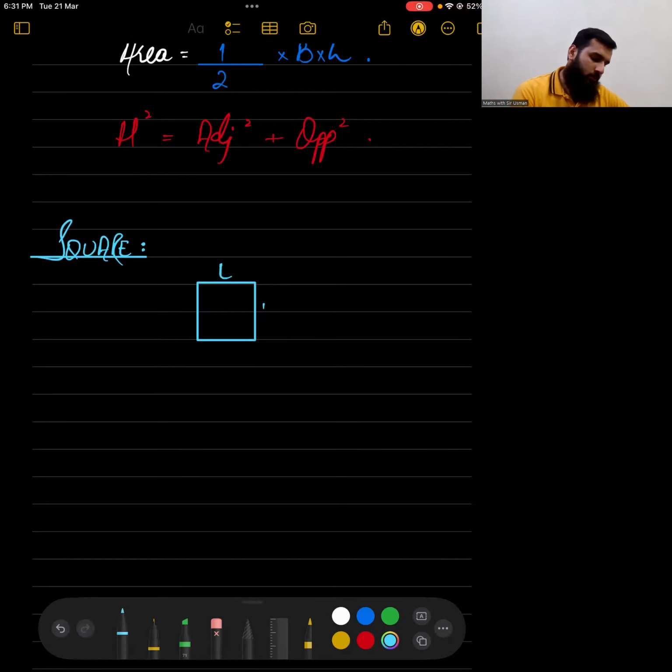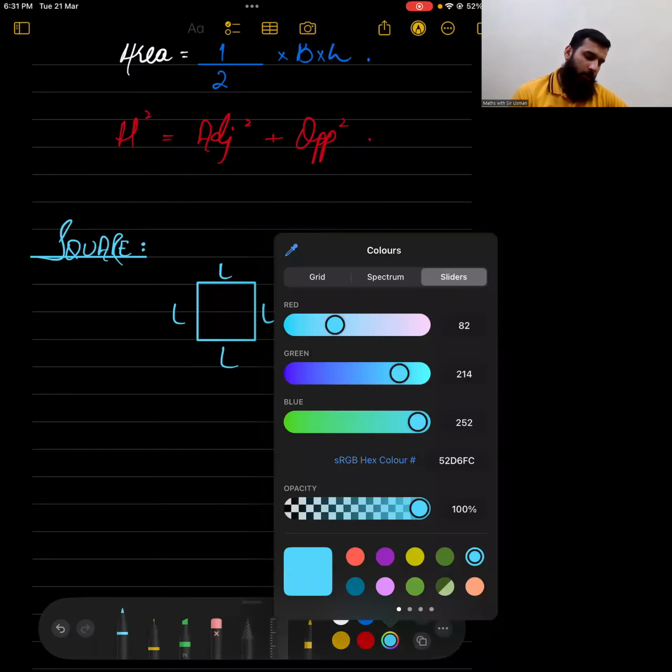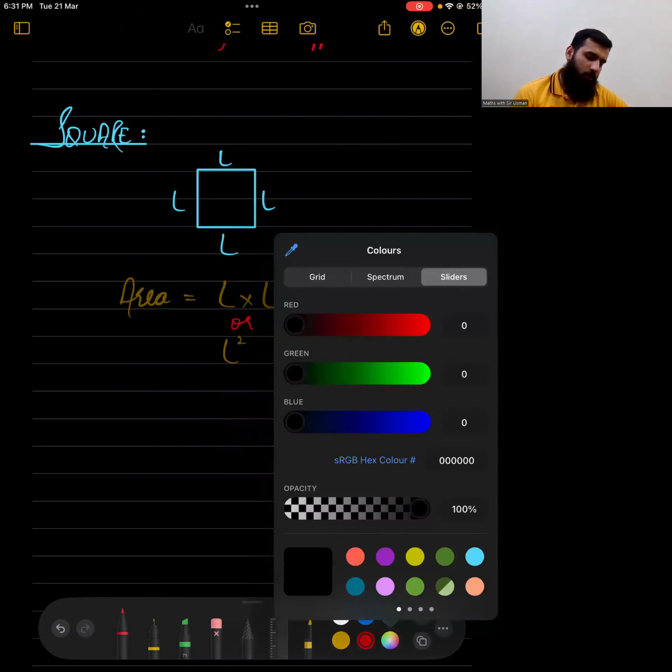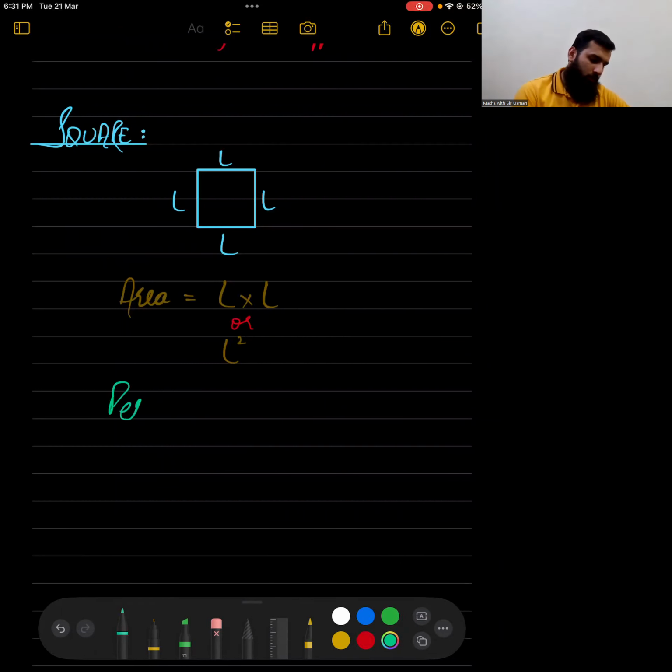It is having all of its sides as equal and they are termed as lengths. और आपके पास जो area बनेगा for this shape, it's going to be length times length, or you could write it as L square. So that is your formula for area of this particular shape. Now coming to the perimeter. So the perimeter is with the same logic and it is L plus L plus L plus L, and that would give you 4L as the perimeter.